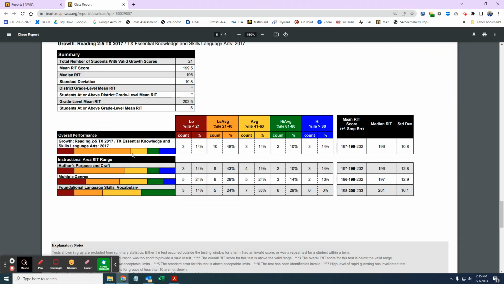Okay. And again, reading gives them the concepts: author's purpose and craft, multiple genres, foundational language skills, and vocabulary. When we look at this, we can see that our students are struggling in reading. We have got 12 students below average in author's purpose. We have got 11 below in multiple genres, and we've got 8 below in vocabulary. So we know that we're going to have to build some foundational skills for this class.